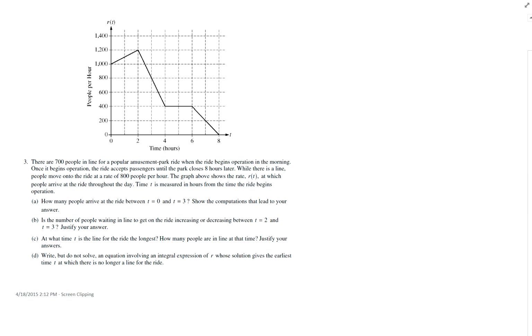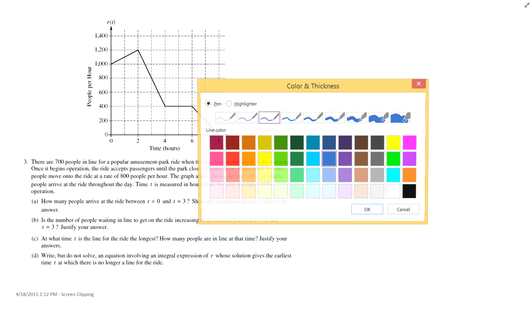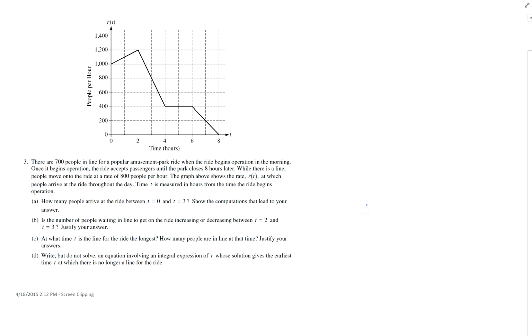For this ride, we've got 700 people in line, 800 people per hour ride the ride, and R of t is the function at which people arrive at the ride throughout the day, or that's how many people get in line throughout the day. T is measured in hours from the time the ride begins operation. How many people arrive at the ride between 0 and 3?